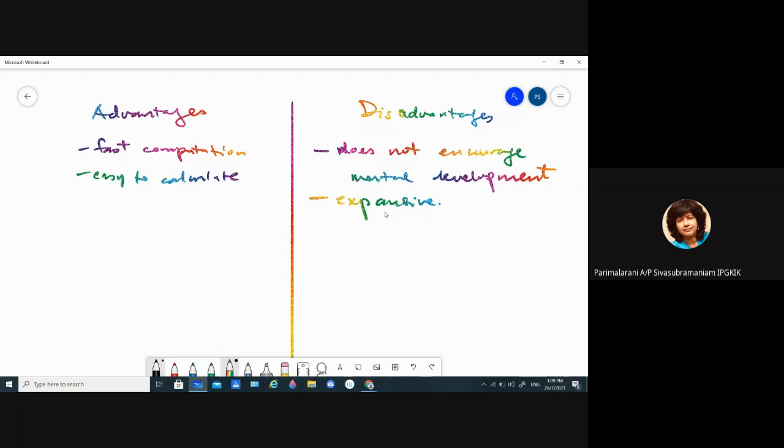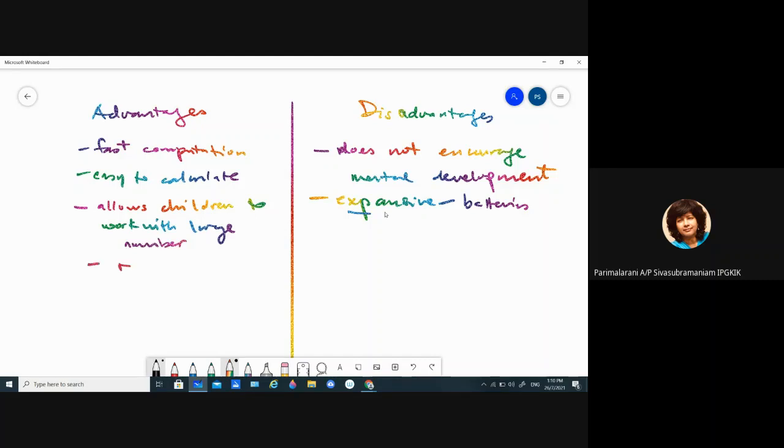This is true, a disadvantage, because you also need batteries for the calculator, and the batteries wear out, so that's why it's expensive also. Any more? What else is good about calculators? It's good because it allows children to work with large numbers. If the numbers are very big, then it's better to use a calculator.